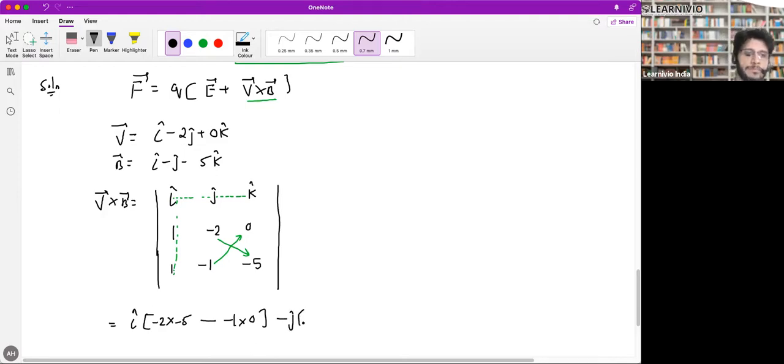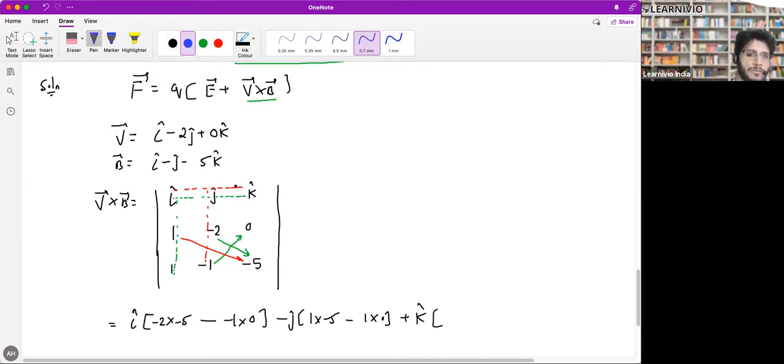Next term, minus j cap. When you take j cap, eliminate the row of j cap and the column. This was a part of class 11 syllabus, how to solve cross product in Cartesian form. Sania, if I eliminate this row and this column, which terms are left? i cap and k cap columns. This row is not there, this column is not there. So what terms are we left with? 1 into -5, very good, and -1 into 0, perfect.